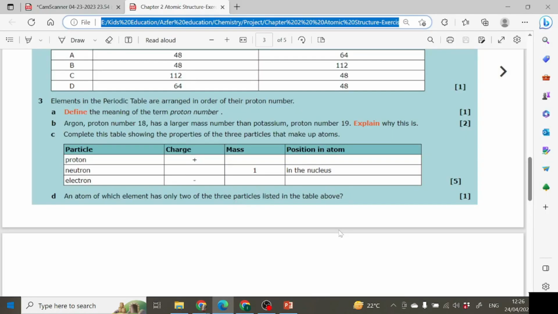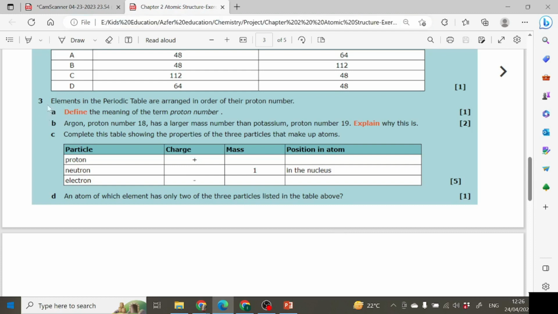So option A is a feasible option. So now we will move towards question 3. Elements in the periodic table are arranged in order of their proton number. So first of all, define the meaning of the term proton number. We have to define this meaning. So basically, proton number is the number of protons in the nucleus. So this is proton number.